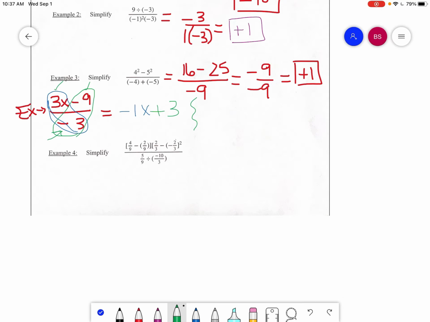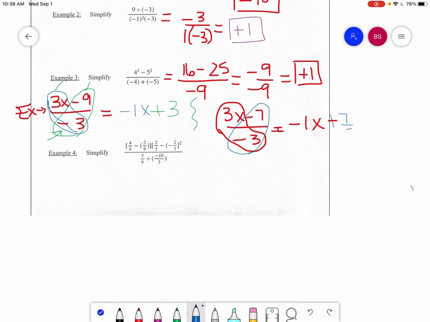All right, here's another option. What if I also had 3x minus 7 like I did before? So now the 3 divides into 3, but it doesn't divide into 7. So sometimes you might see this. So we can reduce this part. That becomes negative 1x, and then minus, actually not minus, it's going to become a plus, because now I have 2 negative signs, plus 7 over 3. So it's like I reduced the first half, but I couldn't reduce the second half because 3 doesn't divide into 7. All right, I'm going to do one more example.